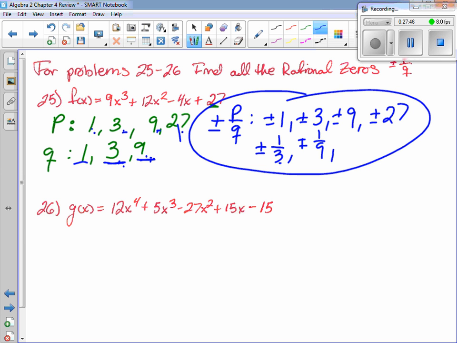Any questions on this here? Are we good with this here? And all the possible rationals plus or minus P over Q. Any questions on this here?